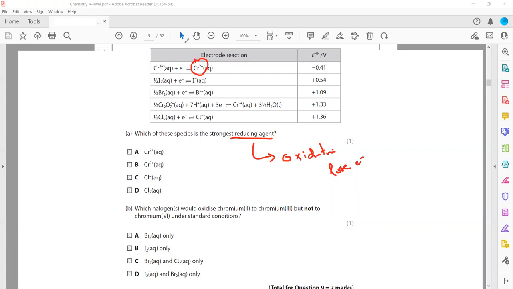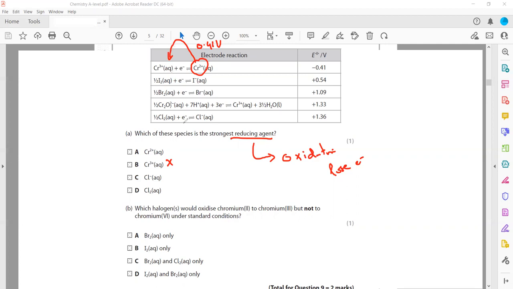So it means when chromium 2 loses electron, oxidation will happen for this. So this will be plus 0.41 volts. When we check chromium 3, it is negative. Negative voltage means it is not feasible. So chromium 3 is not losing electron, it is gaining electron. So oxidation is not happening, reduction happens.